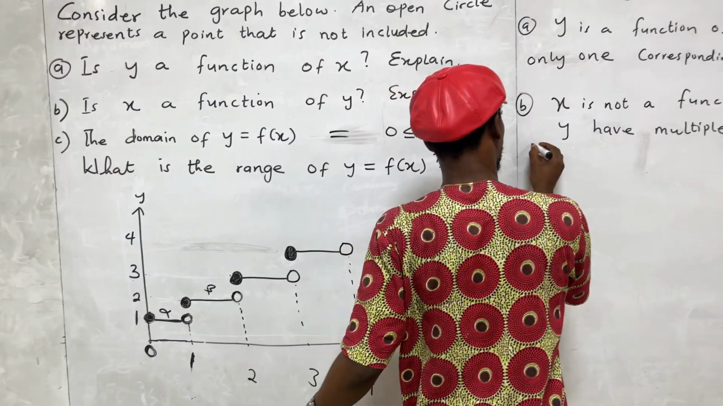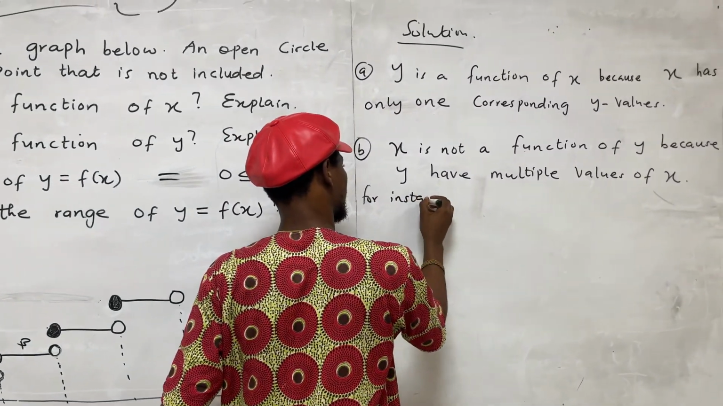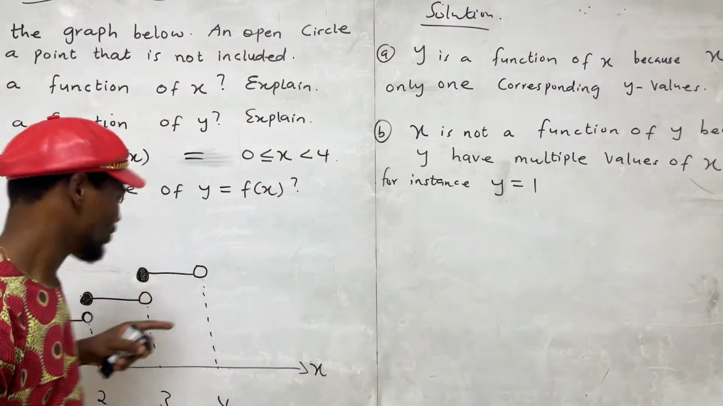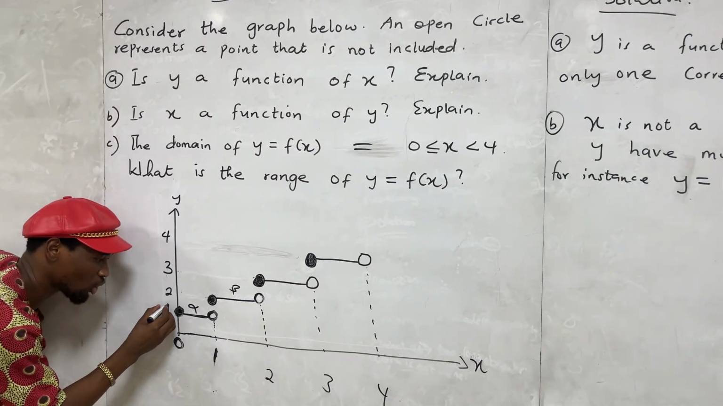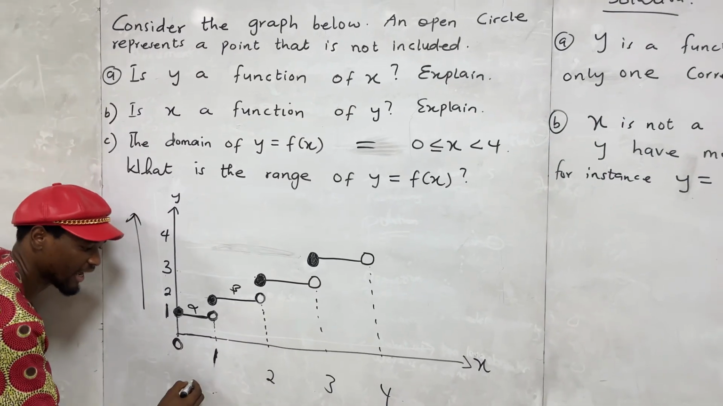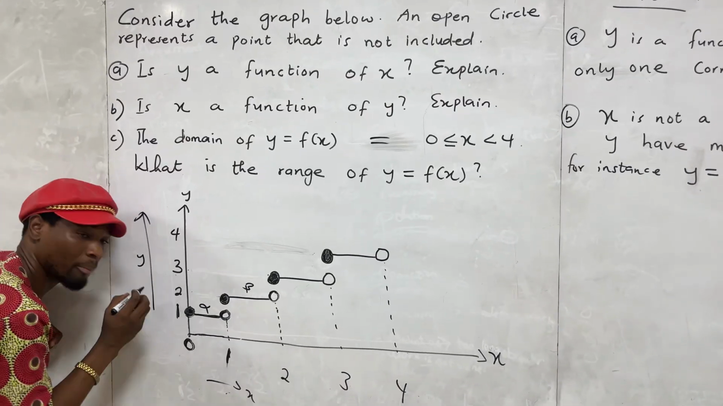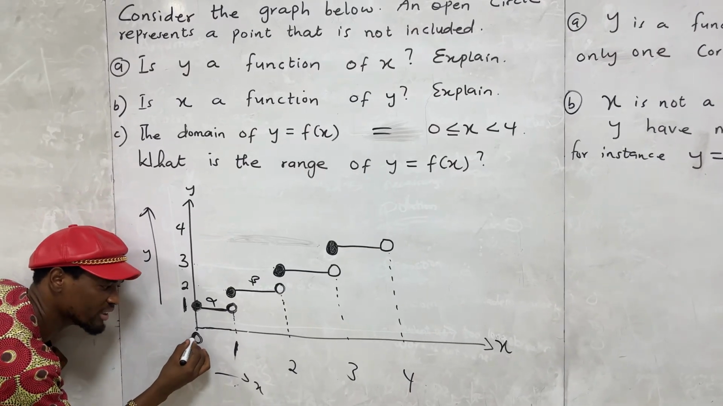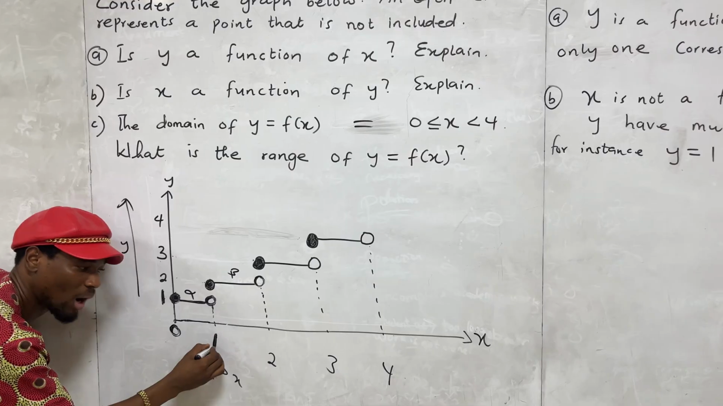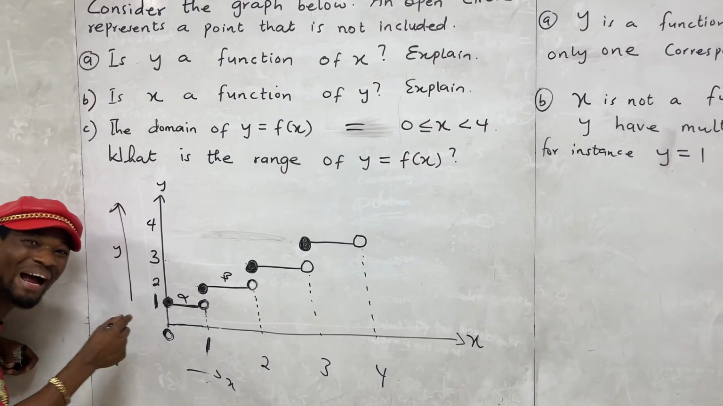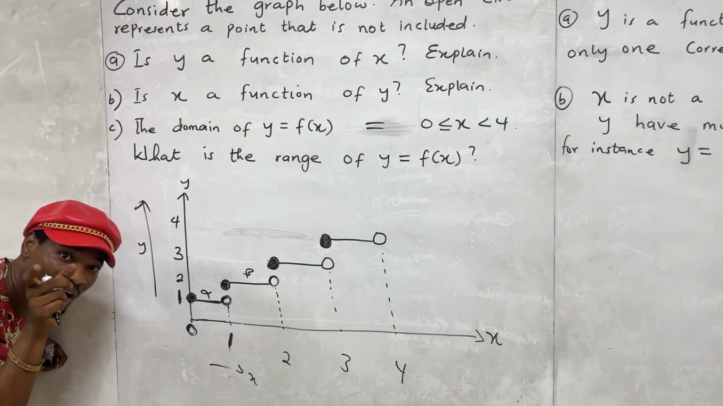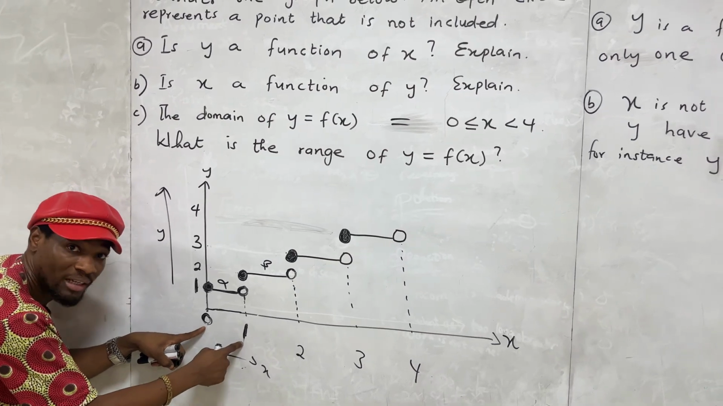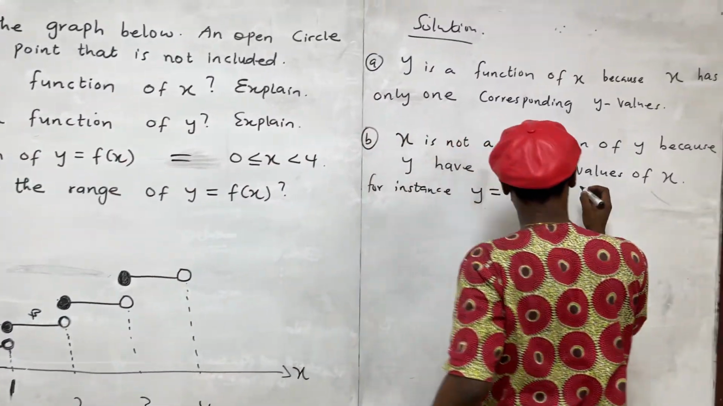So you can even say, for instance, viewers, when you pick y is equal to 1, these are the y values and these are the x values. So when you pick y is equal to 1, what do we have here? This corresponds to 0, and this also corresponds to 1. So y is equal to 1 under a given set of interval, from 0 to 1.